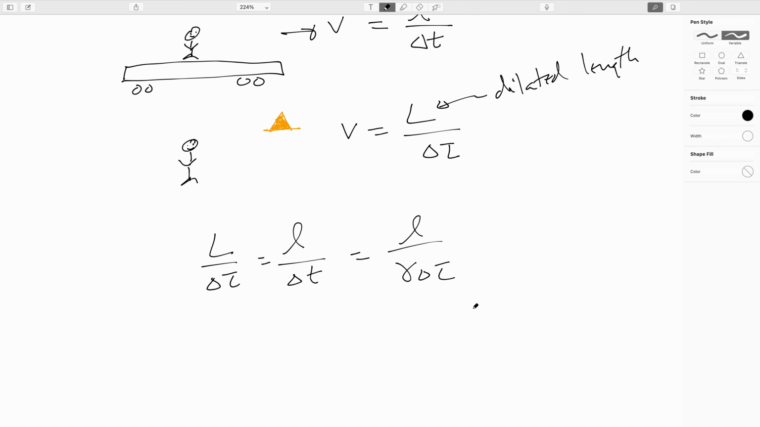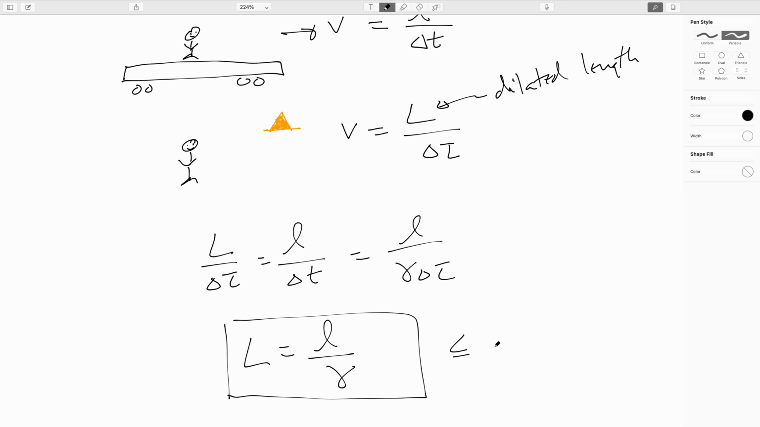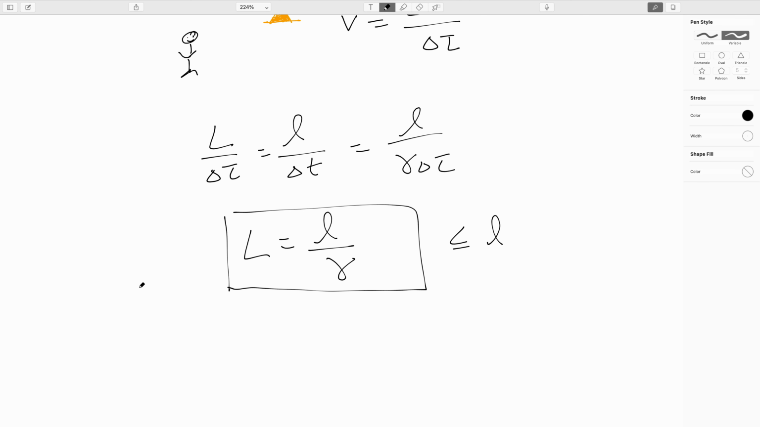So if I cancel the delta taus from both sides, I get that the dilated length is the proper length over gamma. And this will always be less than the proper length. So the mnemonic that people use for that is that moving meter sticks are shorter. Again, in the frame of the meter stick, a meter stick is 1 meter long, period.